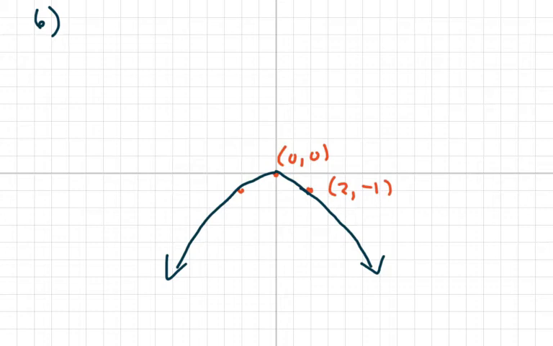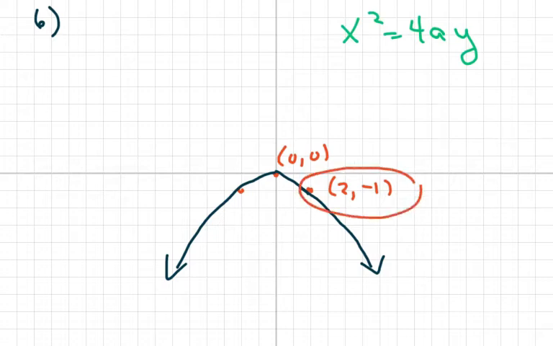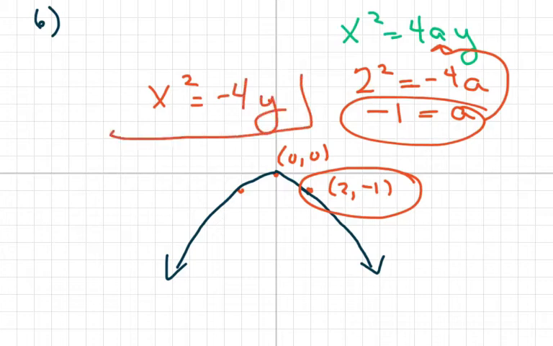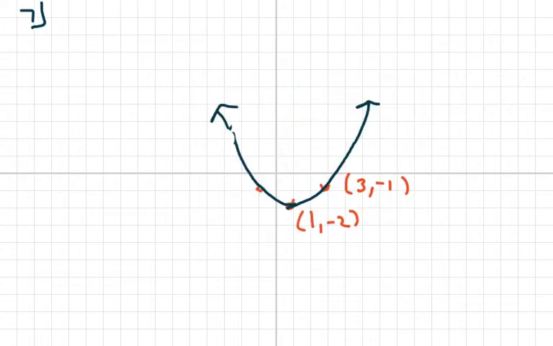This one opens down, so that means x starts first. So it's going to be x squared equals 4ay. Plug in your 2 and -1. So 2 squared equals -4a. So a is -1, because you're dividing 4 by -4. So plug this back in, and you get x squared equals -4y. And this is the last one.